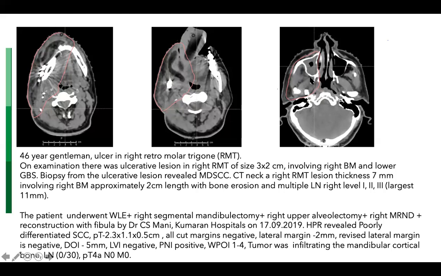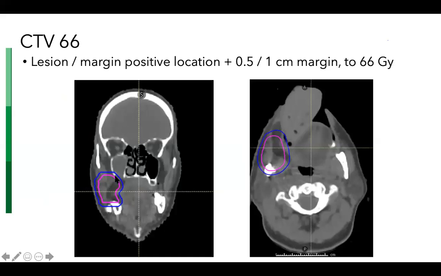Because the upper alveolus was disrupted, besides the masticator space, we have also included a part of the maxilla in our target. And so there is slight differentiation between lower gingivum and upper gingivum targets. In this particular patient, I did treat him extra to 66 gray, a small area where the lesion was, because there had been a plus minus close margin, there was PNI. It's very arbitrary, 5 mm, 1 centimeter around the lesion to about 66 gray.